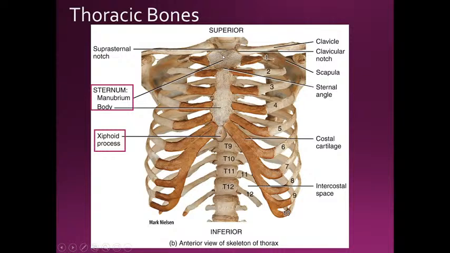Here we see the sternum. The upper portion here, flared out, that's the manubrium. Down here, this dagger-like portion, that is the corpus sterni, or body of the sternum. And then down here, this pointy bit is the xiphoid process.